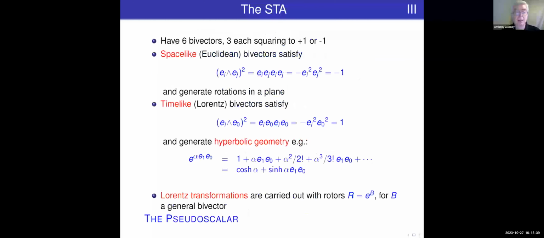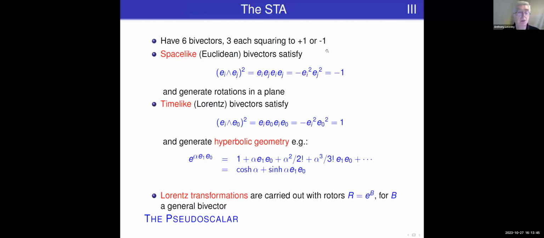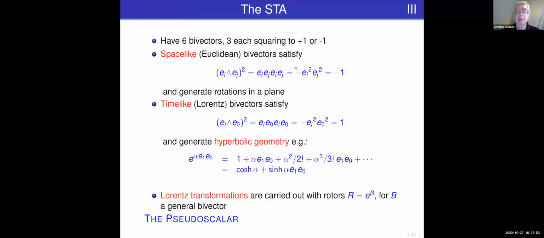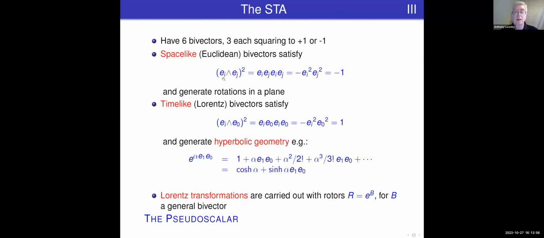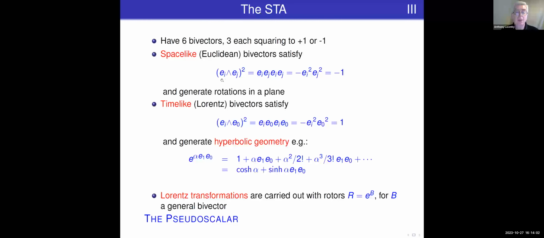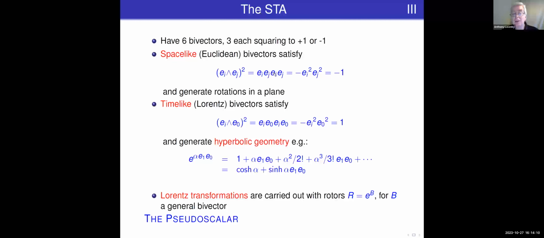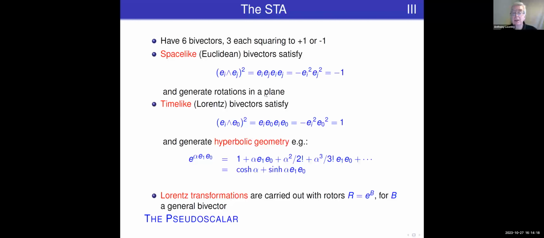Okay, that's the basic setup. What about bivectors here? I can form 6 combinations of 2 things from 4. There are 3 squaring to +1 and 3 squaring to -1. And these divide into space-like or Euclidean bivectors, which satisfy this, with i and j going from 1 through 3. If I expand this out, I can write eiej eiej. Then the ei here is going to anti-commute through that ej. And what I find is I get -1 out of that. And that generates rotations in a plane.